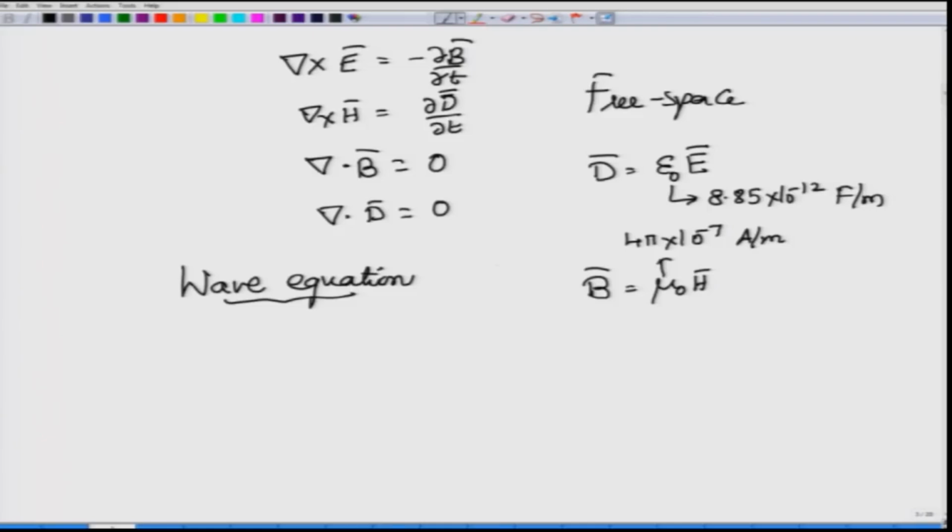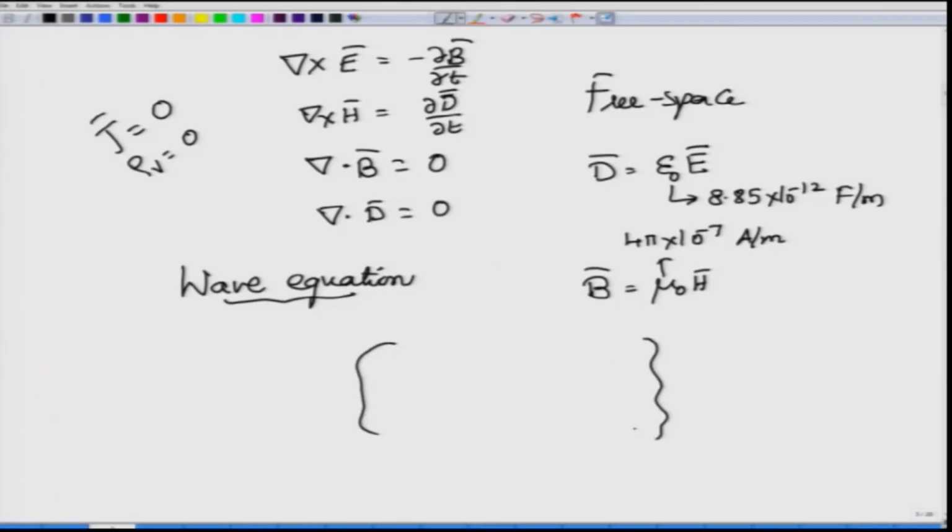What we do now, or what we have already done, is to consider a situation where the current density J, the conduction current density, is equal to 0, and the volume charge density, the free charges, are also considered to be 0. So, these two source quantities are considered to be 0 not everywhere, but at some distance far away from the region where we are considering the equation. So, the sources are considered to be 0 in the region that we are considering.